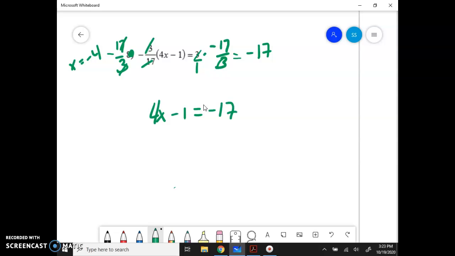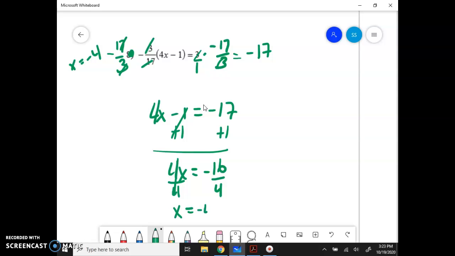And now we can just solve this two-step equation. Remember, don't mess with the variable until that's all you have left. So I'm going to add 1 on both sides. And I'm left with 4x is equal to -17 plus 1 is -16. Divide by 4, divide by 4. 4 divided by 4 is 1. -16 divided by 4 is -4. And look at that, we got the same answer.